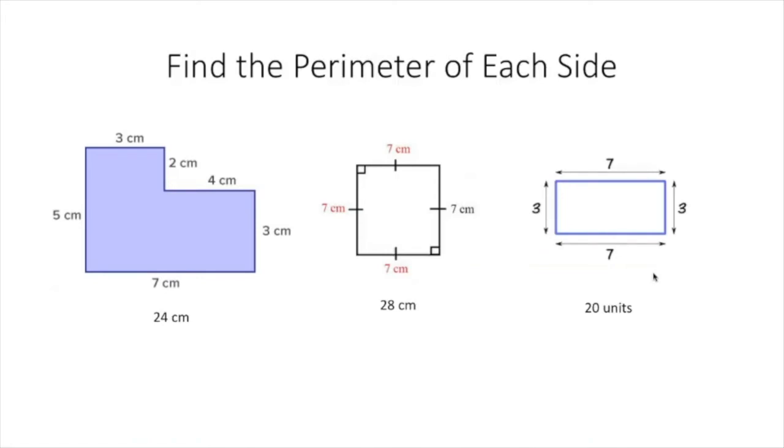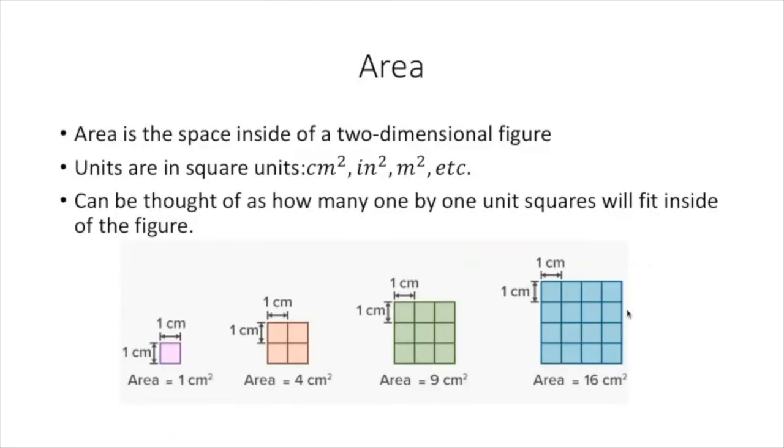20 units. Now notice on the last one, we wrote units. On the shape, it did not indicate what the units were. So when you write your answer down, you can just put 20 units. Area is the space inside of the two-dimensional figure. So not the distance around. It's going to be all the stuff inside of here, okay?